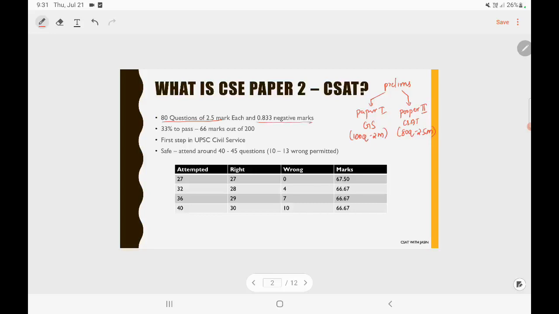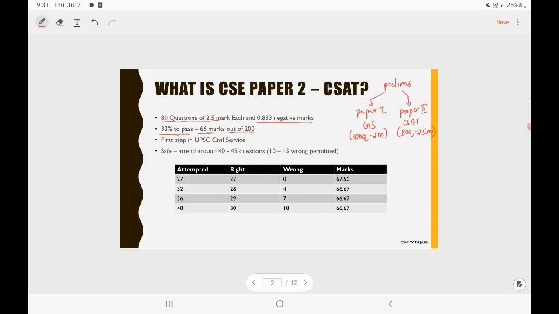So in order to crack paper 2, you need to score 33% of marks. That means 66 marks out of 200. So if you see this, you will be thinking that to score 66 marks out of 200, it's very easy, right? But it is actually difficult. But if you are doing proper studies, if you are doing proper practice, and if you have a good approach, you can easily score these marks.